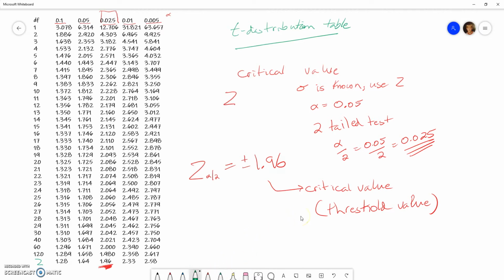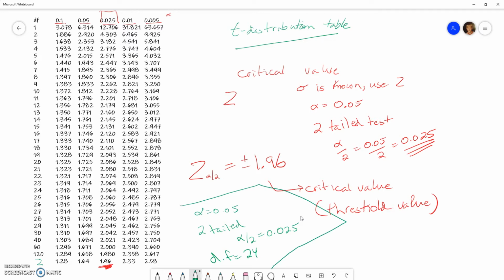Okay, so this is what we know from the other example. We know that alpha is 5%. We know that it's two-tailed. Therefore, half of alpha is 0.025 and degrees of freedom equals 24. Sample size n is 25, so 25 minus 1 gives us that value of 24. So this is what we need in our example.